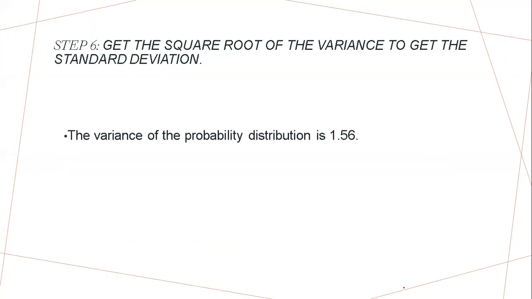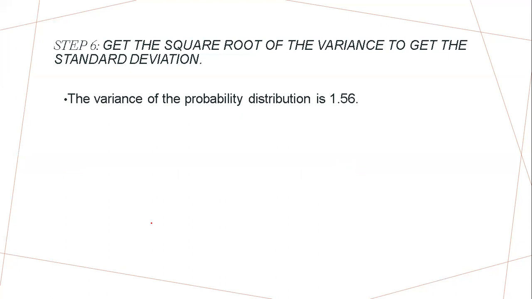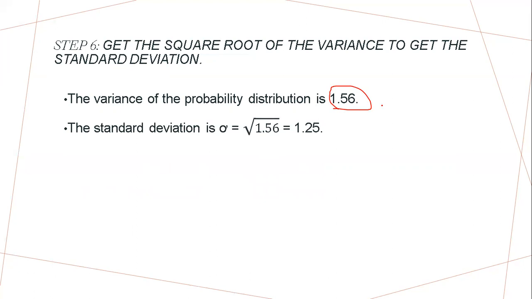Tingnan natin. Kanina, yung variance natin is 1.56. Square root lang natin yan para makuha yung standard deviation. Square root natin siya, 1.56 naging 1.25. Ito yung tinatawag na standard deviation. Okay?